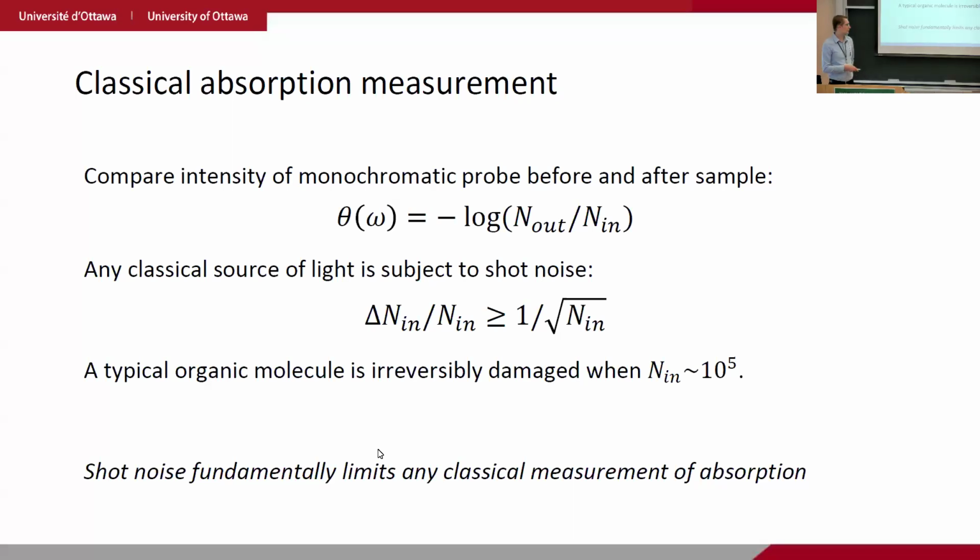In practice, a lot of material samples, especially things like single molecules, are limited in the number of photons that you can expose them to before they will be irreversibly damaged by your incident light. For a typical organic molecule, that's about 100,000 photons before it goes through some irreversible change. So if you have a bound on the number of photons you can expose your sample to, and you have a bound on the precision with which you can measure absorption for a given number of photons, you have a hard limit in classical spectroscopy as to how well you can do in this situation.